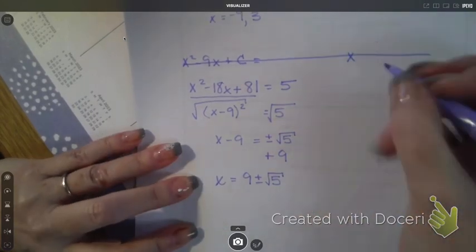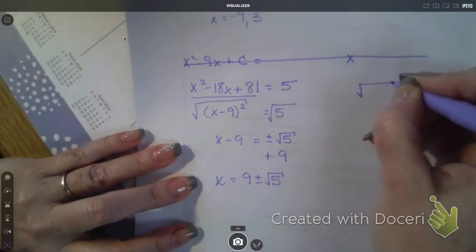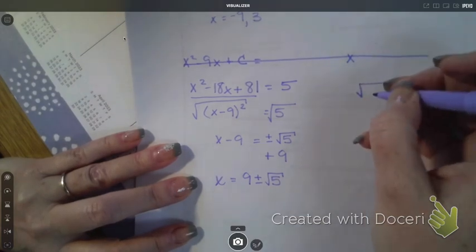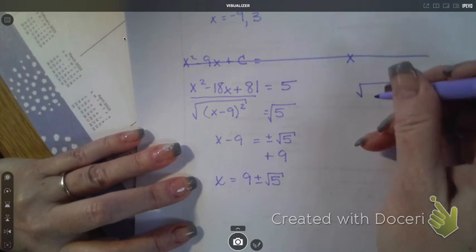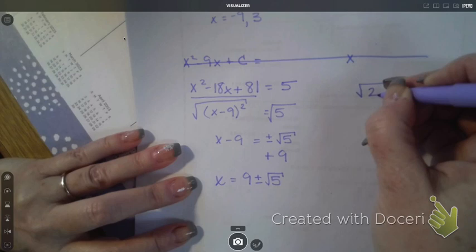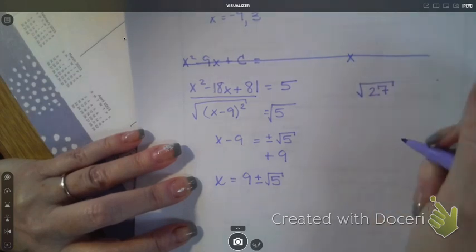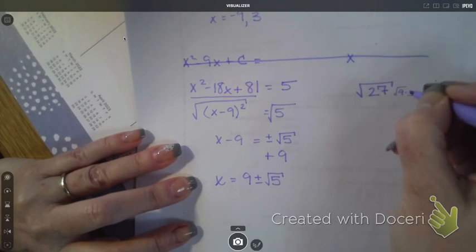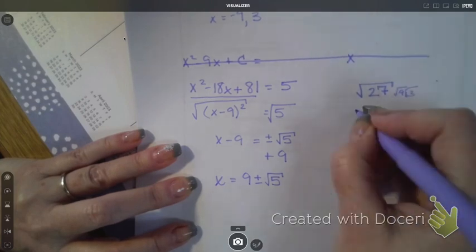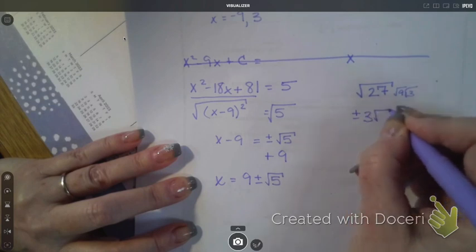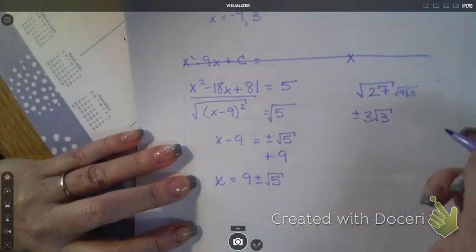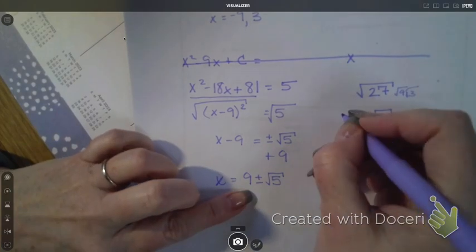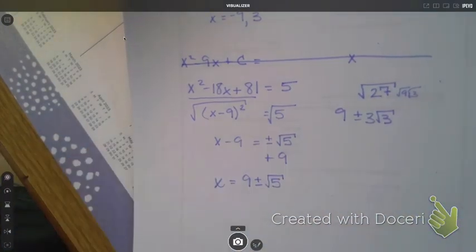No. So what happens if you had like the square root of 27? That's 9 times 3, right? So the square root of 9 is 3. So it would be plus or minus 3 square root of 3. And then whatever, like it would be plus 9. So not all of them are going to be perfect squares on the right-hand side.